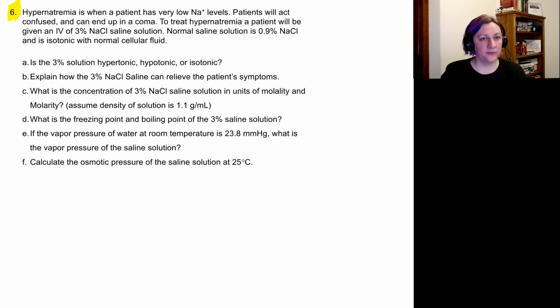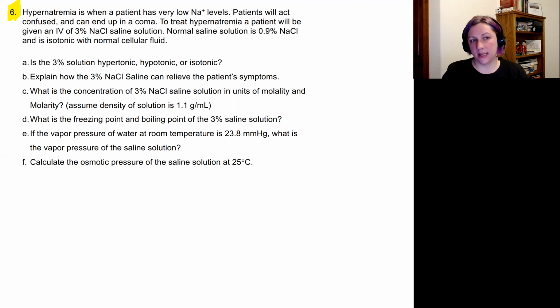They're going to act really confused. They can actually end up in a coma. So to treat hypernatremia, a patient is going to be given a 3% sodium chloride saline solution by IV. Now, normal saline solution is 0.9% sodium chloride. This is isotonic with normal cellular fluid. So let's go through and take a look at each of these questions.